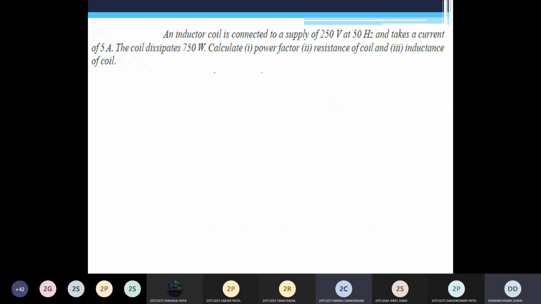Sir, 0.6. No, it is a wrong answer. It is only 0.6. So someone else answered that question right now. Okay, so what is the answer? Sir, I'm still trying to do it.